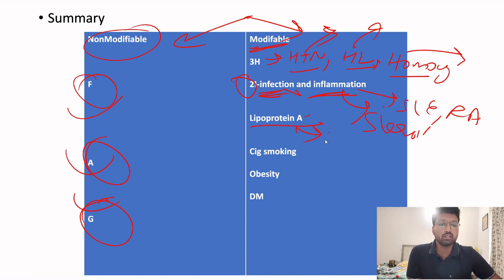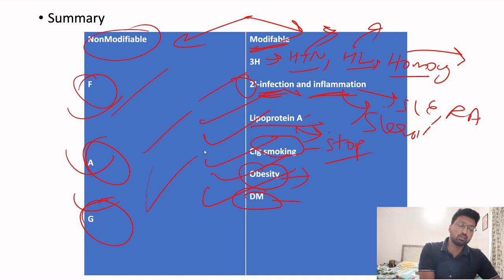Cigarette smoking, how will you modify? You just stop smoking. Obesity, you can do exercise. Diabetes, you can give drugs and do lifestyle modification. Okay, 3H2I, lipoprotein A, cigarette smoking, obesity, diabetes, FAG. So these are the risk factors for atherosclerosis, or you can say risk factors for coronary artery disease.